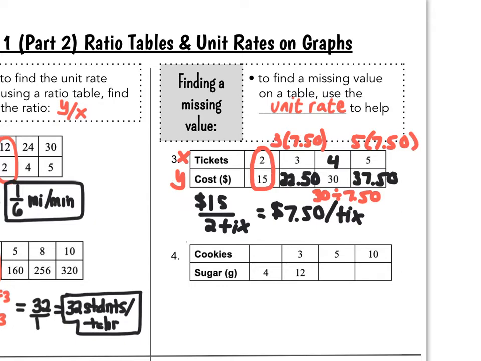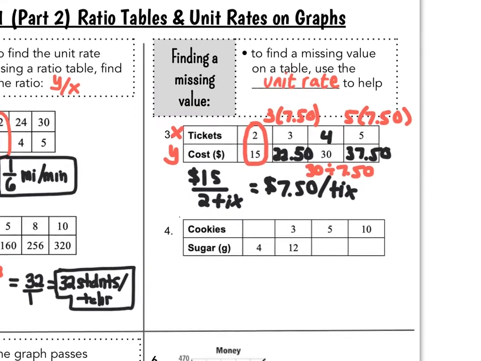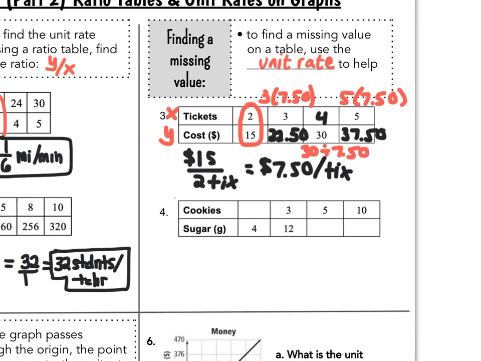So let's apply that to problem number 4. We have cookies and sugar, grams of sugar. So the only unit rate that I have that I can use is this one right here. Okay, remember this is our X, this is our Y. So this is going to be 12 grams of sugar for 3 cookies. Okay, so that's going to be 4 grams of sugar per cookie. Okay, that's our unit rate.